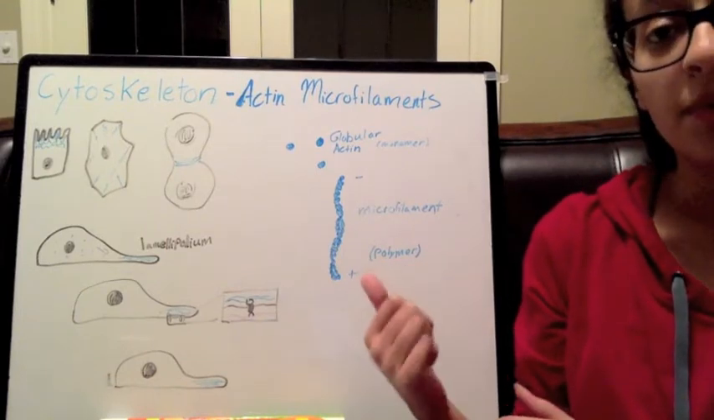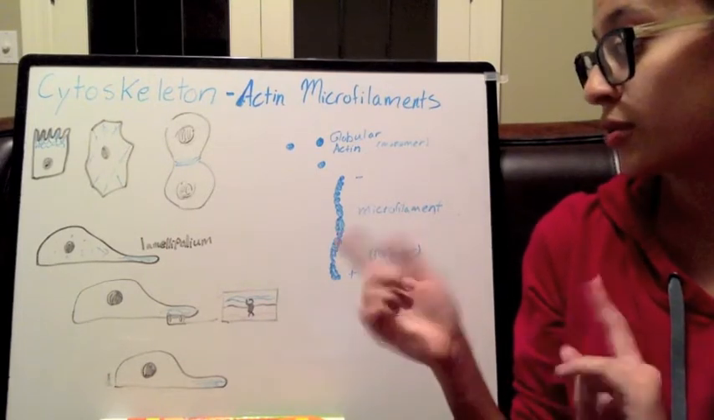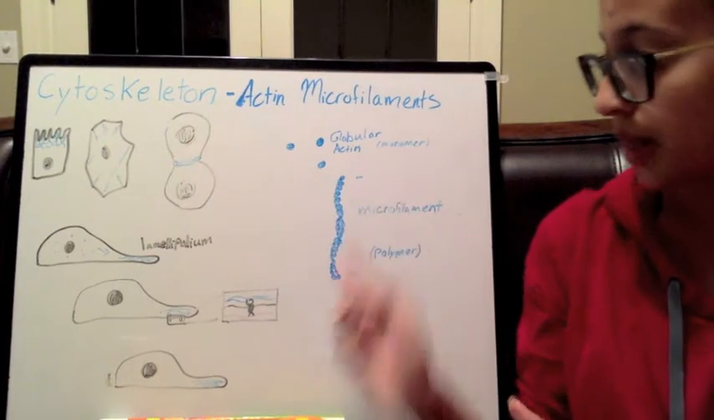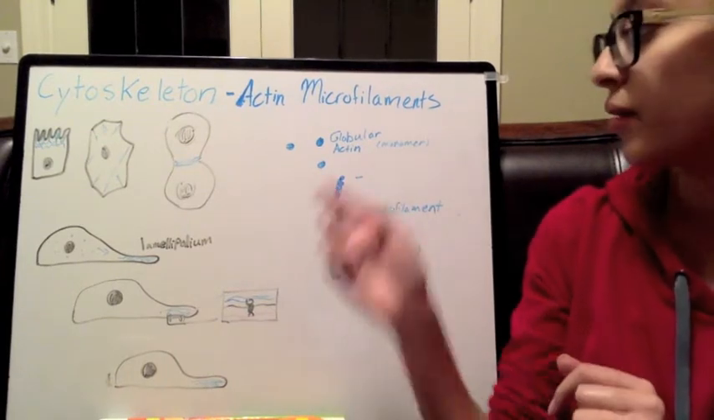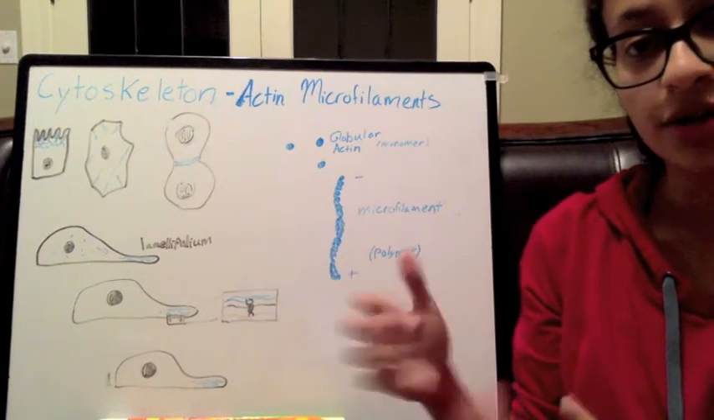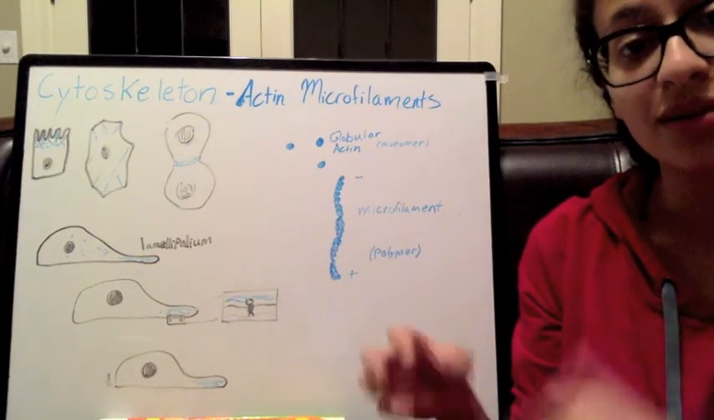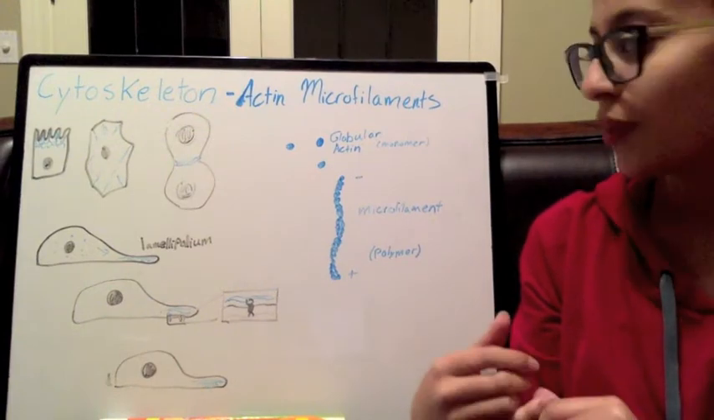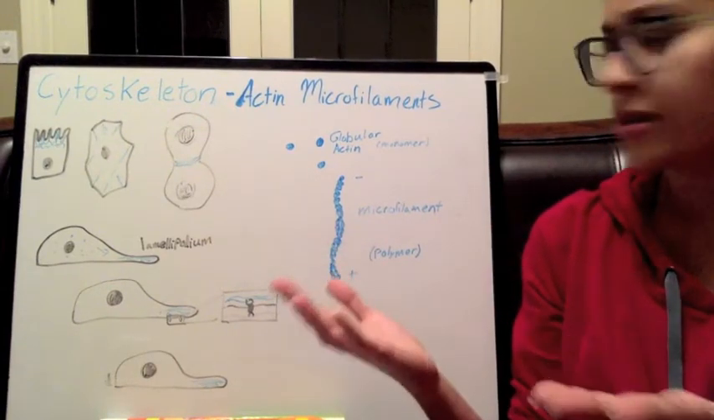Now this one, like microtubules, is also polarized in that it has a minus end and a plus end. You can add this globular actin at the plus end or the minus end. It's faster to add them at the plus end, so that's usually where you would do it. Okay, so why is this useful?